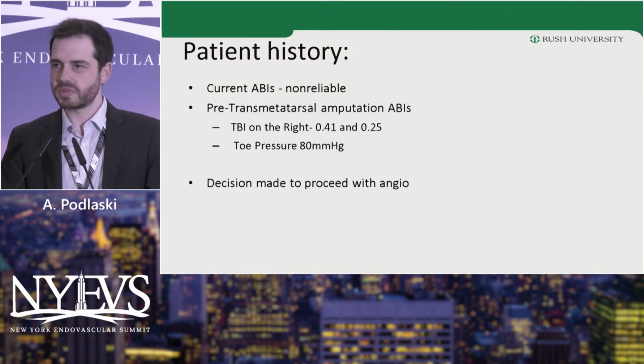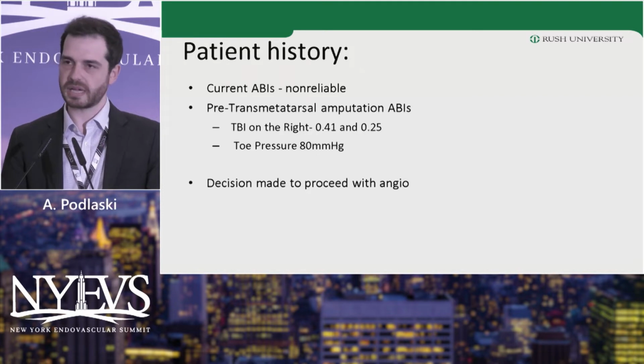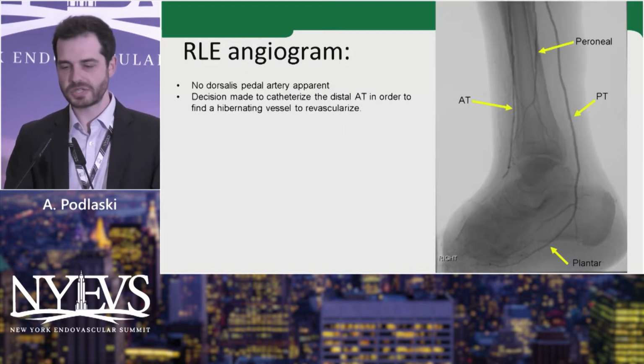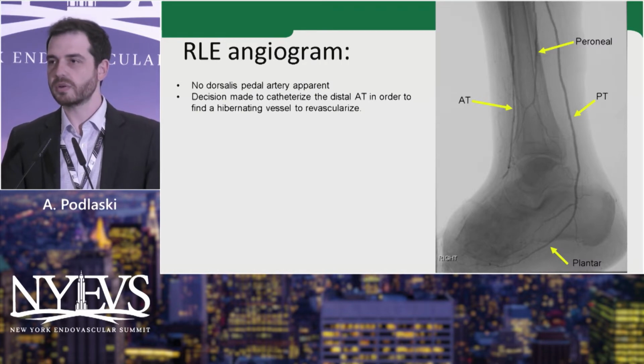He had ABIs, but they were non-reliable. We looked back at his ABIs from before he had the TMA, and he had a TBI of 0.41 on that side, and then subsequently, right before the TMA, it was 0.25, and his toe pressure was 80. So at this point, we decided to go ahead with the angiogram. So we did a right lower extremity angiogram.